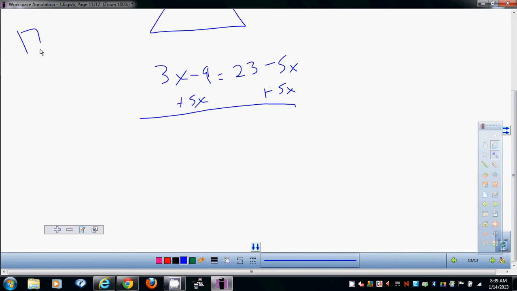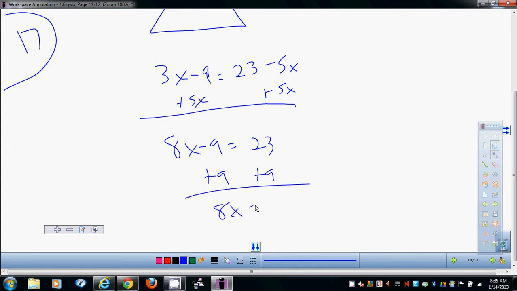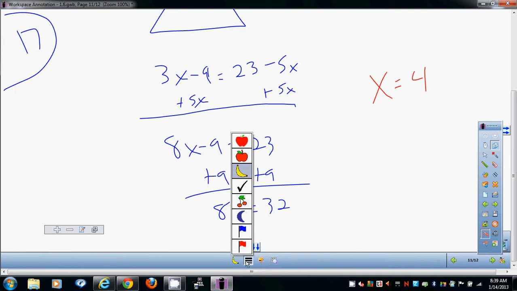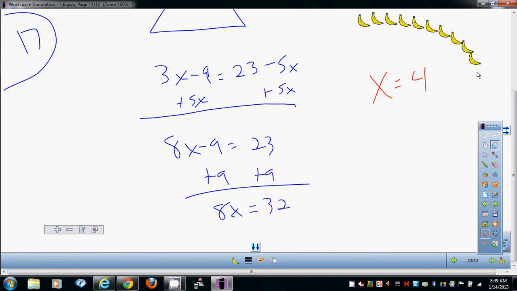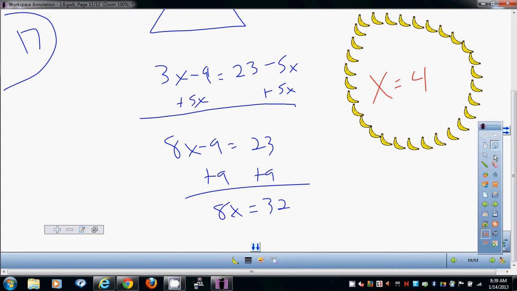Again, this is number 17 in your homework. So that'd be 8x minus 9 equals 23. Add the 9 to both sides. Divide both sides by 8, and what do you get for x? 32 divided by 8. That's okay. I figured you just misread it. And I'll circle it with bananas here so you know where the answer is. So x equals 4.